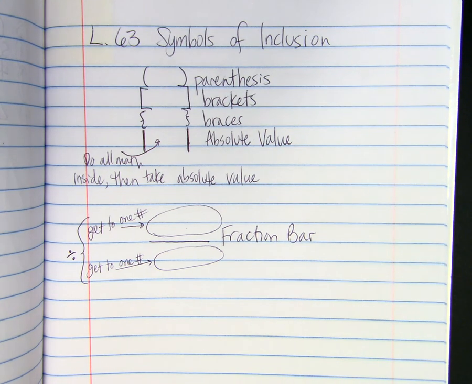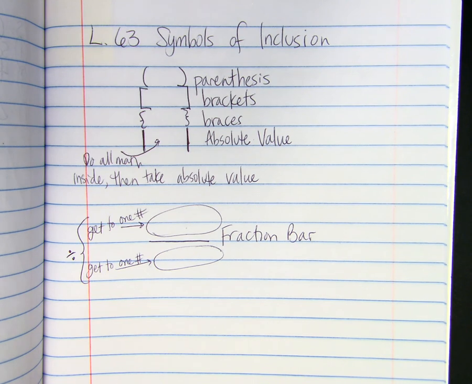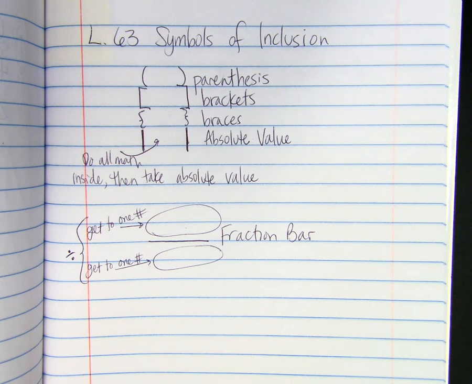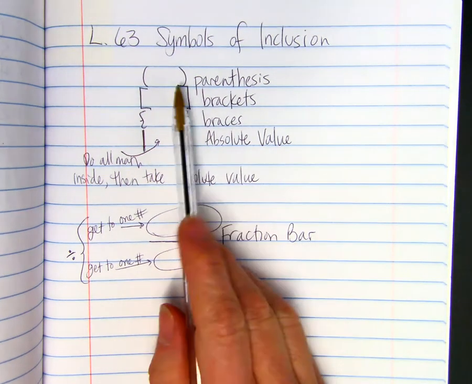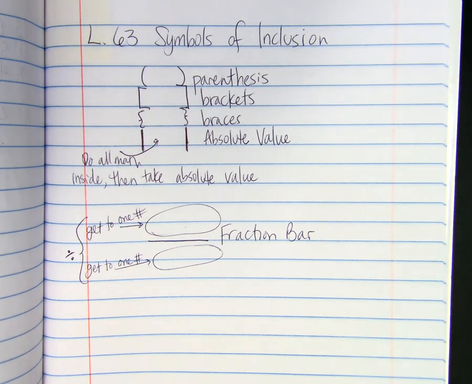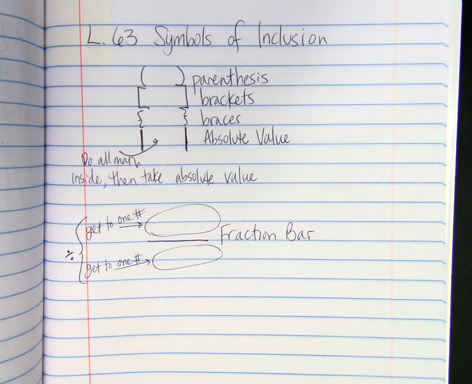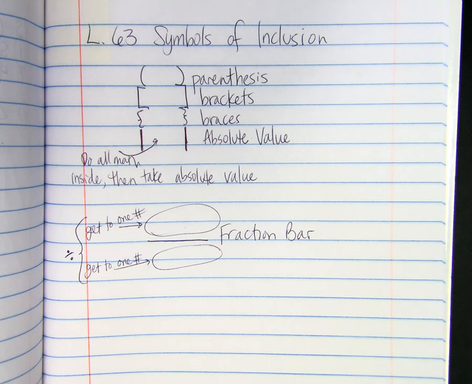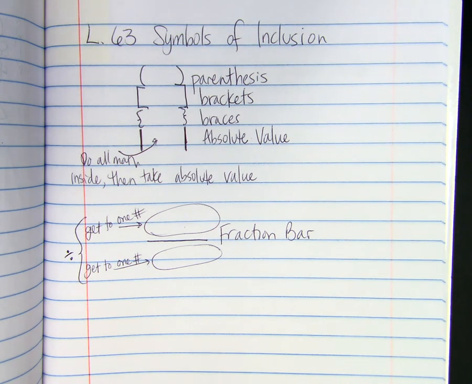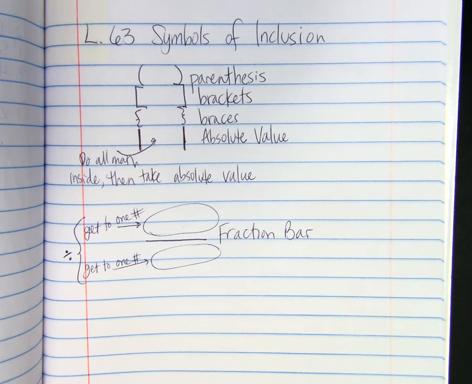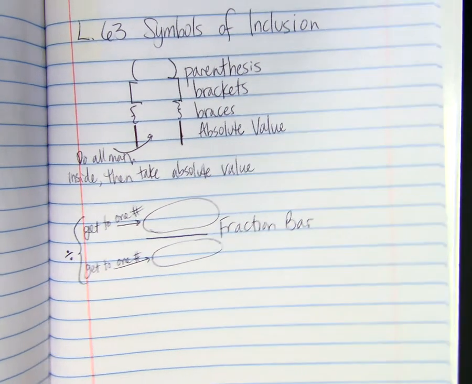So when you have problems that have symbols of inclusion inside symbols of inclusion that are inside more symbols of inclusion, we always start the furthest most inside with parentheses. And then if we have more work to do, then we do brackets. And then if there's more inside there, we do braces. Then we start over with parentheses, brackets, braces.